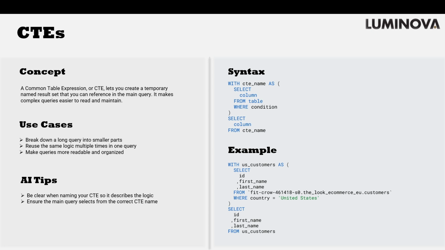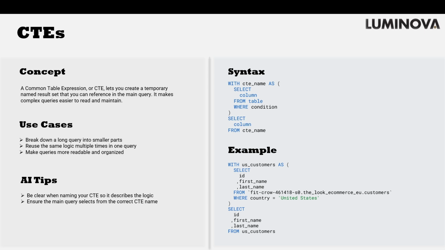When using AI tools, it helps to be very explicit. Tell the AI the name you want to give the CTE, what logic should go inside it, and which columns you want to use in the final select. Also remind it that commas go between CTEs but not after the last one, because AI sometimes gets that wrong.